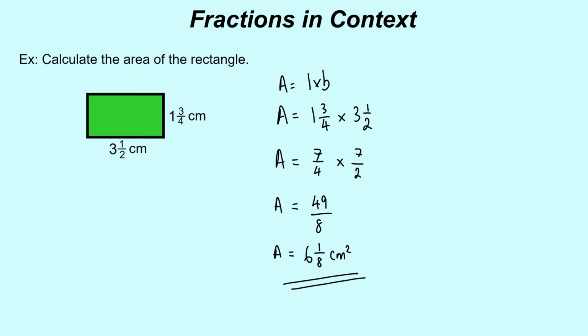So that's the area of that rectangle, which looks roughly like it should be if you look at the dimensions given, 3 and 1 and a bit. We're talking about almost 3 times 2, which ties into the 6 that we've got there. So that seems like a reasonable answer.